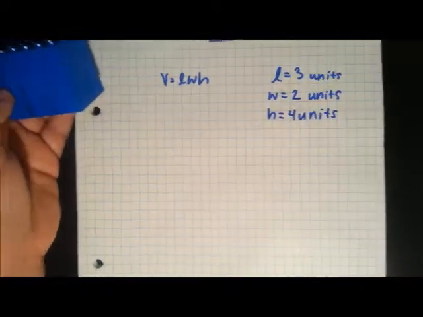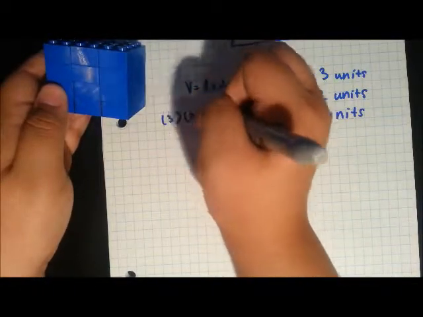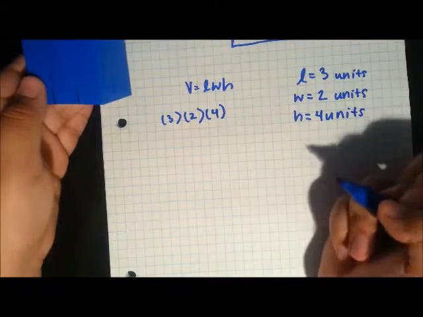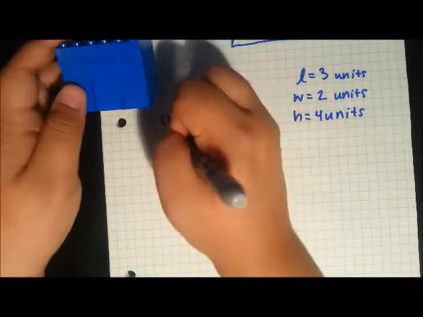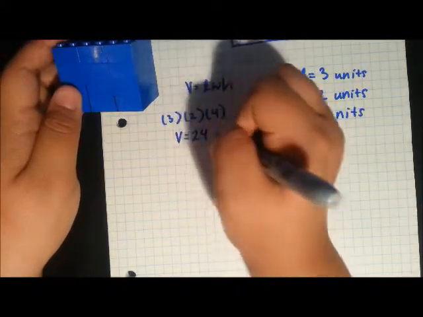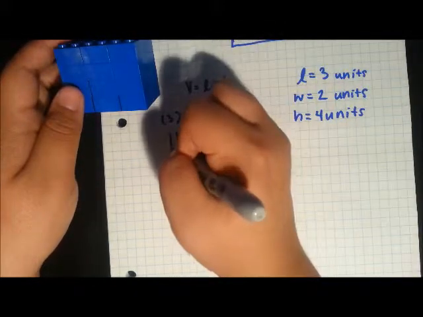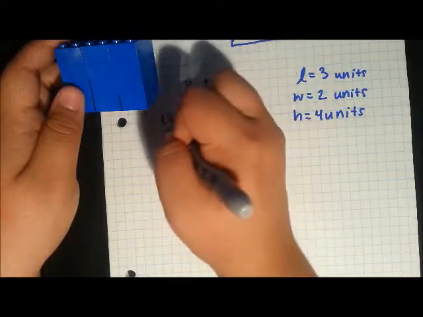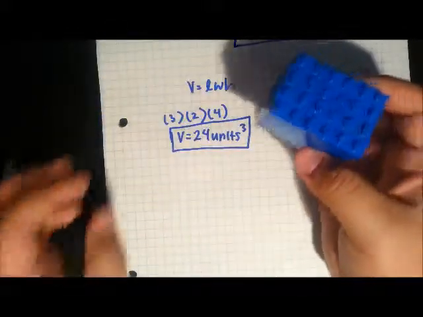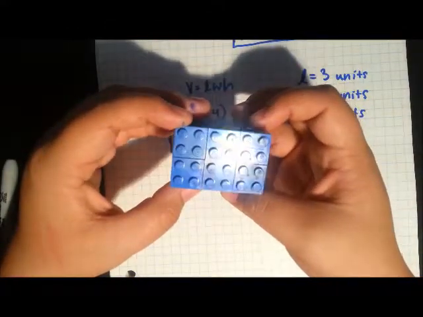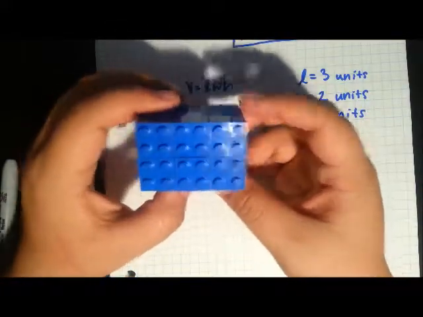So length times width times height would mean we would multiply these 3 numbers. We would do 3 times 2 times 4. And so 3 times 2 is 6, times 4 is 24. So volume is equal to 24 units cubed. And so another way you could figure out volume, what is great about these Lego made prisms, is you can take them apart and count how many units were actually used in making it.